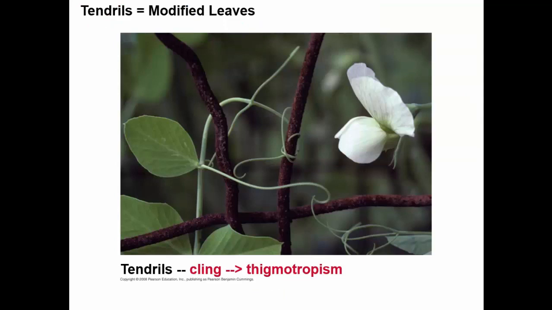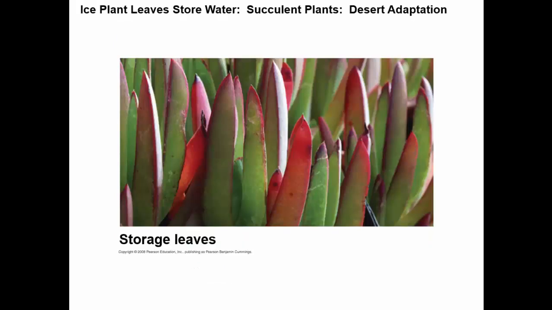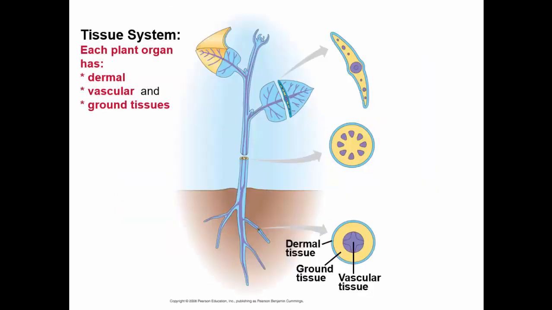This is tendrils, a modification to hold or to grab in order to get better light for plants. This is succulents, mostly a desert plant adaptation to store water.